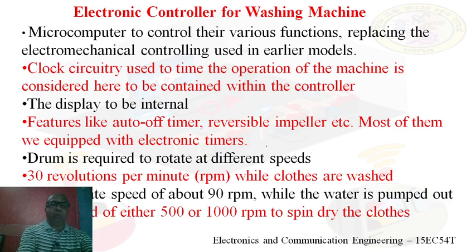The drum is required to rotate at different speeds: about 30 revolutions per minute while clothes are washed, an intermediate speed of about 90 rpm while the water is pumped out, and then a high speed of either 500 or 1000 rpm to spin and dry the clothes.